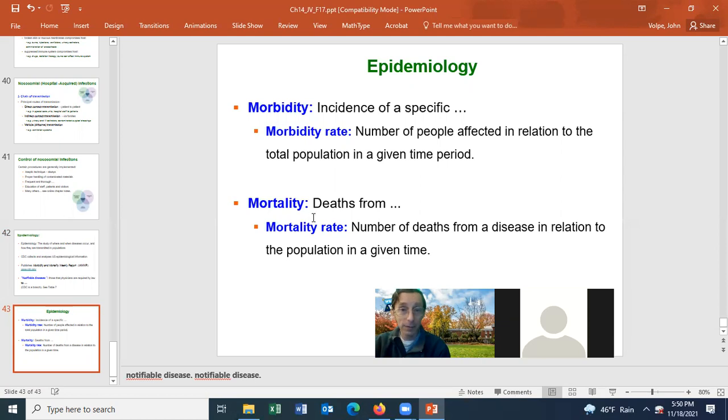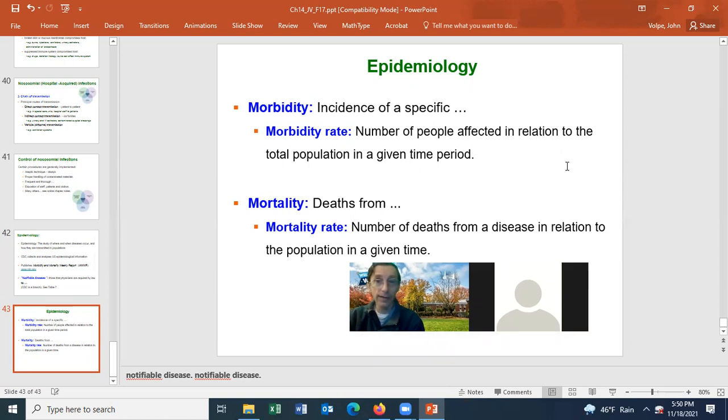Mortality is the number of deaths from a notifiable disease. The mortality rate is the number of deaths from a disease in relation to the population in a given time. So usually only the notifiable diseases are reported to the Center for Disease Control. All right, any question about any of that? Any questions at all about chapter 14?